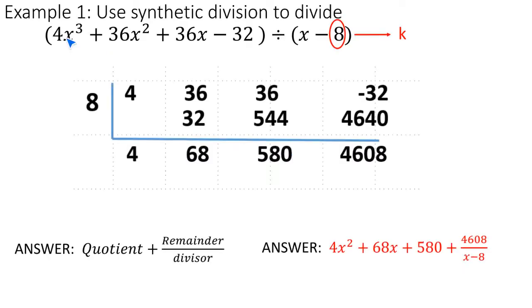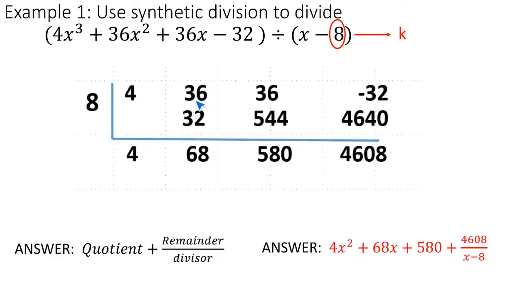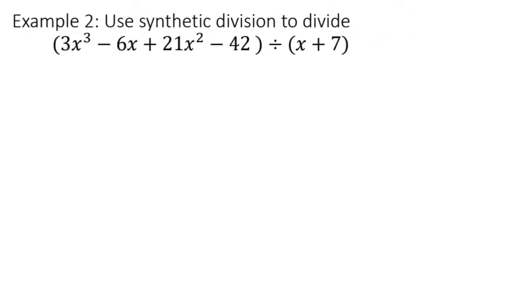And then to write our quotient, since we had a degree of 3, this first coefficient would be a 4x and 1 degree less. So instead of 3, we're going to go 1 degree less. So we'll have 4x squared plus 68x plus 580 plus your remainder, 4,608, divided by x minus 8. Okay, so let's try another one. Let's try this one.